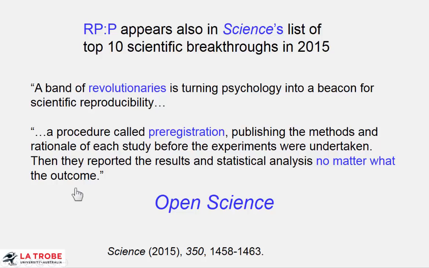And Science, the other absolutely top world journal, also chose it on its list of top 10 scientific breakthroughs in 2015, and had these rather telling statements about these revolutionaries in psychology mapping out how to do science better, in particular this scary new thing, pre-registration, and then reporting the results no matter what. So this is open science and the efforts of psychology in replication to influence all of science, making the big time, being recognised by the world's top 2 scientific journals, Nature and Science, as being at the forefront of what's new and exciting and important in how we do science.